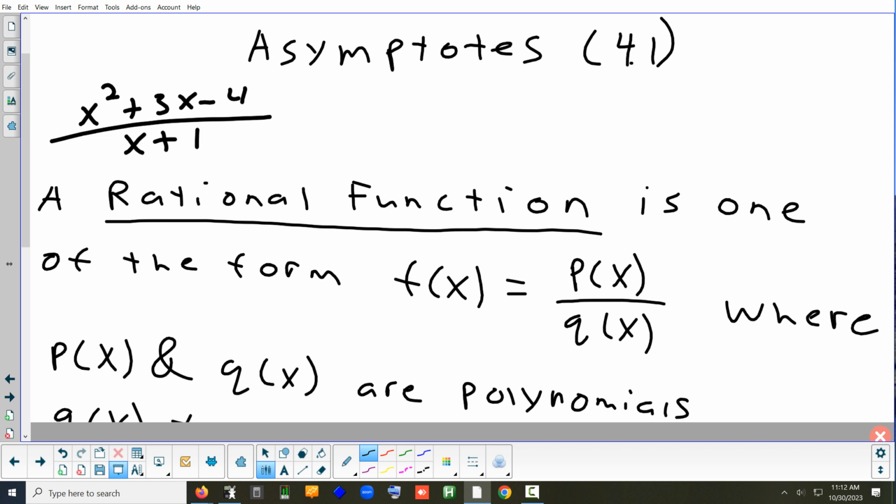And what about in the bottom? What do you call something that the highest exponent is a 1? Step down from quadratic. What do you call something that's a degree 1? Linear. So this is a quadratic polynomial over a linear polynomial.